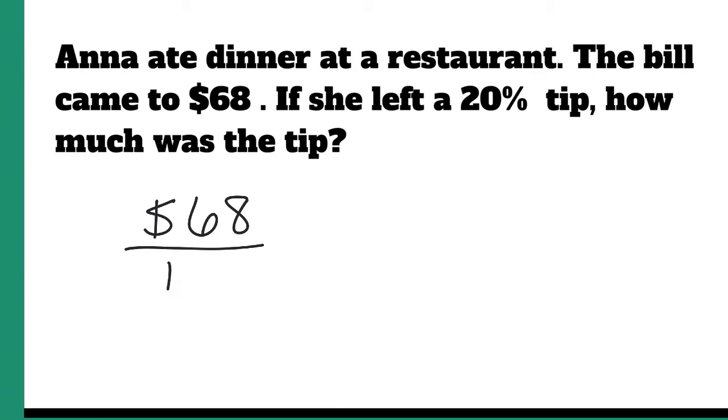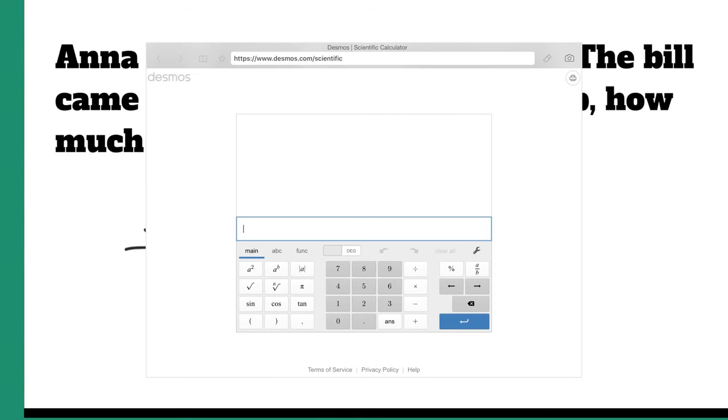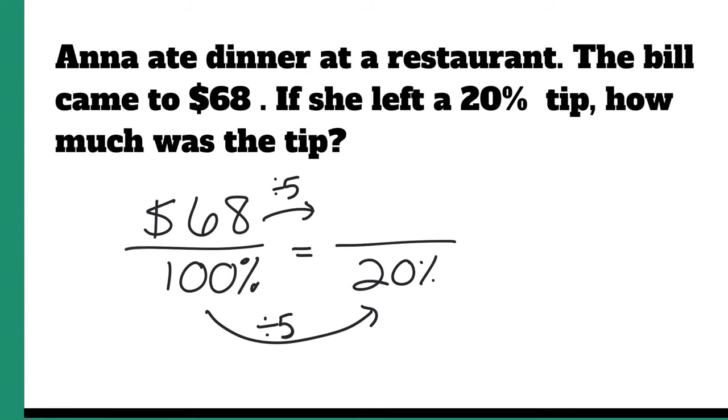$68 is 100% of the bill. You are trying to leave a 20% tip. So to go from 100% down to 20%, I would divide by 5. So that means I would need to do the same thing for 68 divided by 5. So we're going to type in 68 divided by 5, and I get 13.6. Okay, so here is where some of us are making the mistake.